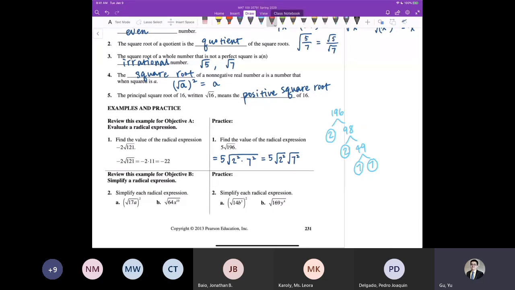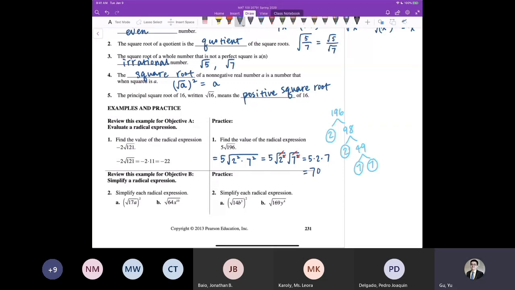And then you could cross out the inverse operations. In this case, it will be the radical sign and the square. So cross out these two because those are perfect squares. And you write down what's left. So we have 5 times 2 times 7. And if you calculate that, it's going to give you 70. And that will be the final answer.